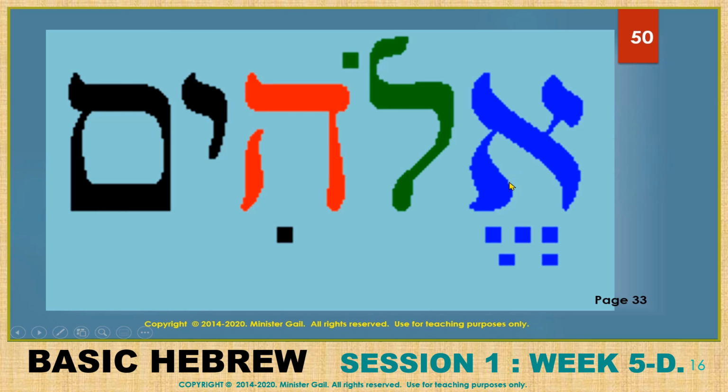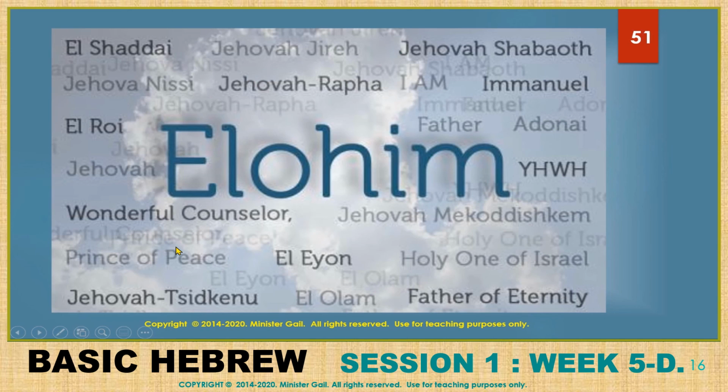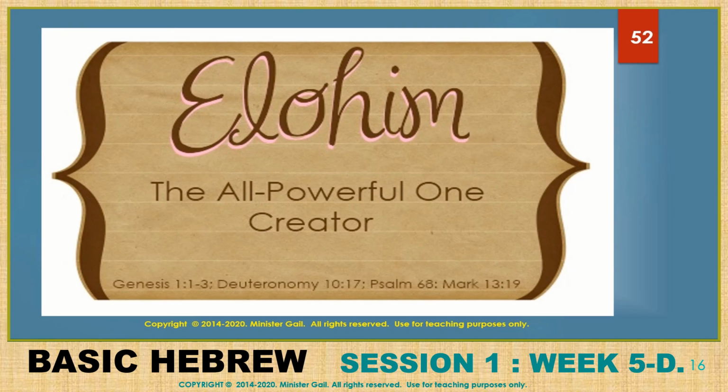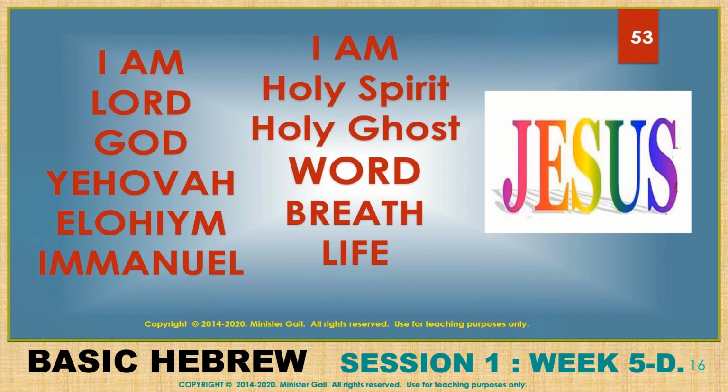Elohim, first shepherd revealed over the water. Elohim. He's him. The all-powerful, one creator, not three persons. That is a lie created by the Roman Catholic Church. Elohim. It is him. One door. He is the I am. It's all singular. I am the Lord God, Jehovah, Elohim, Emmanuel.